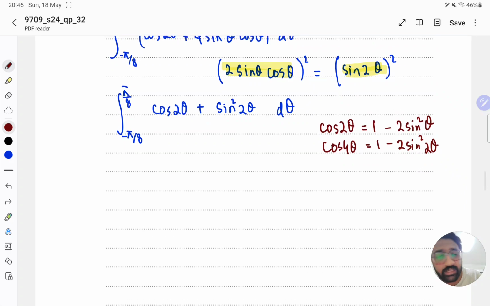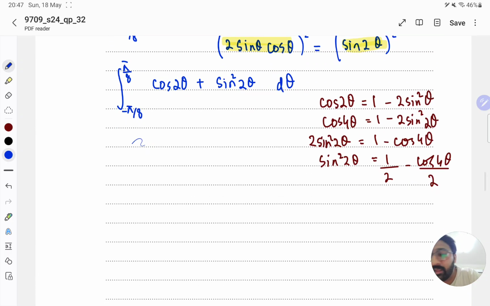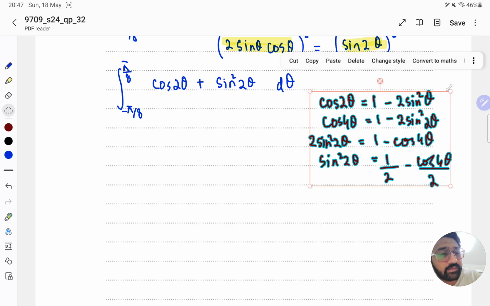So if I rearrange it, it will become 2 sine square 2 theta equal to 1 minus cos 4 theta. And sine square 2 theta will be equal to 1 by 2 minus cos 4 theta divided by 2. Now I'll replace it over here, let me squeeze the size.